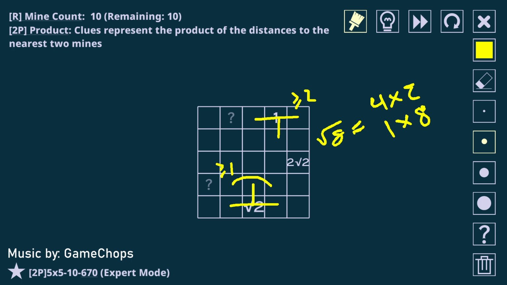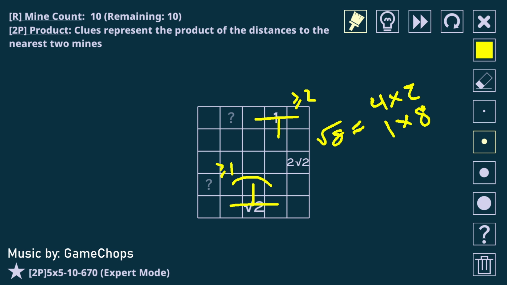Because if it's 1 times 8, then one of the distances is root 8 itself. Is that possible? You have to express 8 as the sum of two squares, right? For the Pythagorean theorem to work. How is that going to happen? Well, that would be 2 squared plus 2 squared, which is 8. So it is possible, which means a mine at distance root 8 away has to be somewhere here. Which is possible.